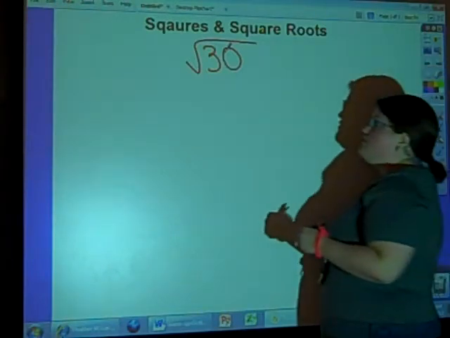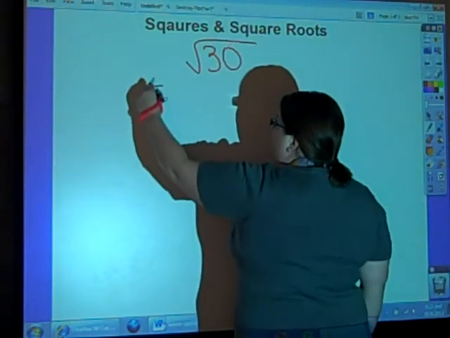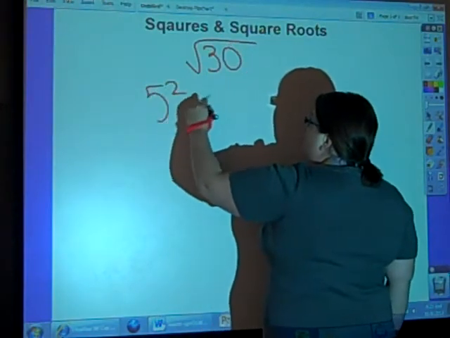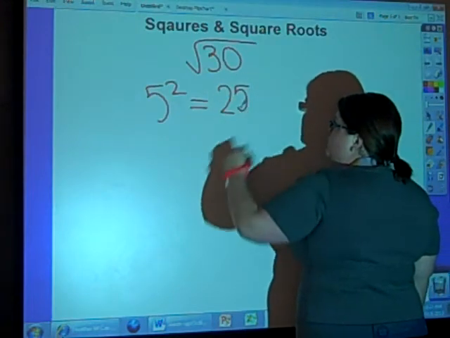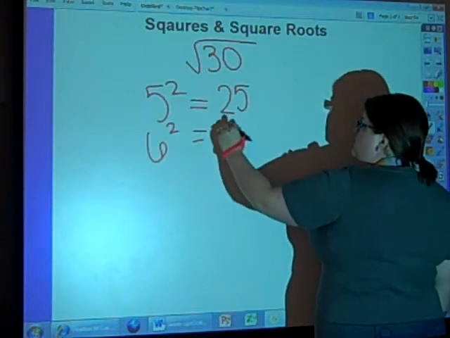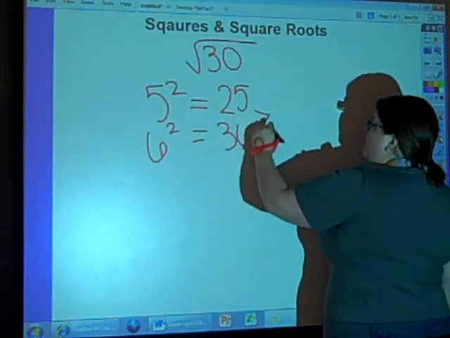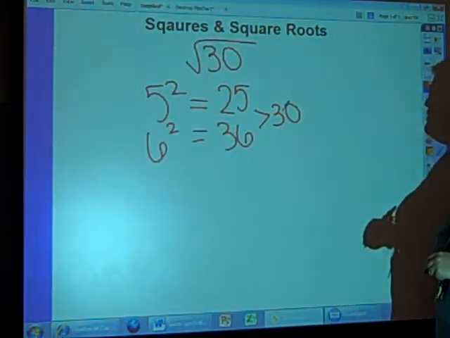Okay, so you should have started off with, and you could start as low as you want, but I'm going to start with 5 squared. I know that 5 squared is 5 times 5, which is 25. Then I would do 6 squared, because after 5 comes 6, and 6 times 6 is 36. And 30 certainly falls between 25 and 36.